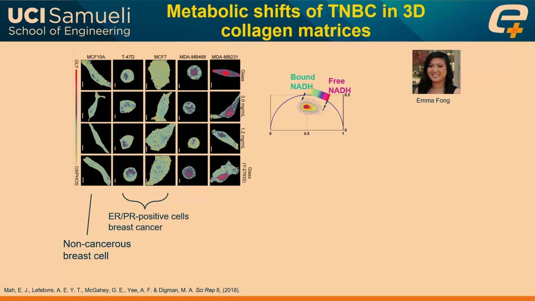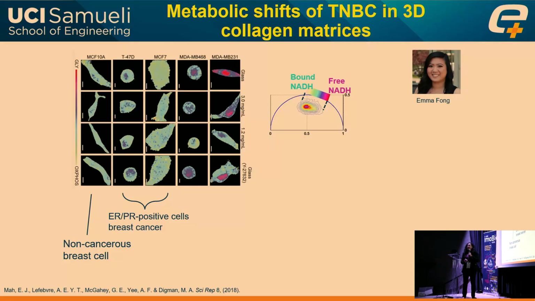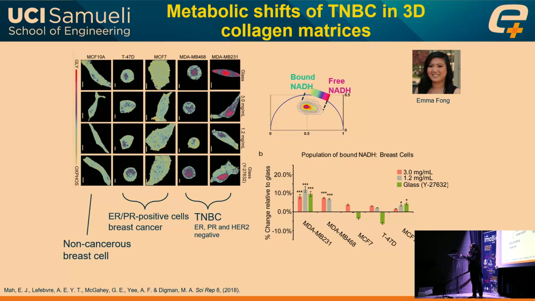So these cells don't change whether we plate them on 3 megs per ml or 1.2 megs per ml. We also use a ROCK inhibitor to show that contractility may or may not impact the metabolism. In the case of non-cancer cells, nothing happens. For PR positive cells, also the same thing. Not too much change in cellular metabolism, but surprisingly, for triple negative breast cancer cells, they do respond to the ECM density. So triple negative breast cancer cells, we see that there is a change in free and bound NADH.